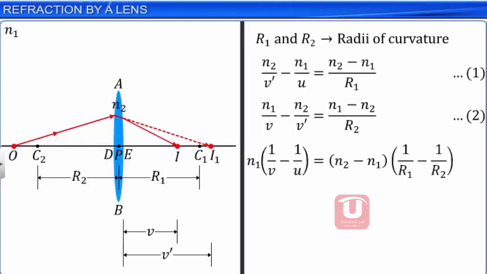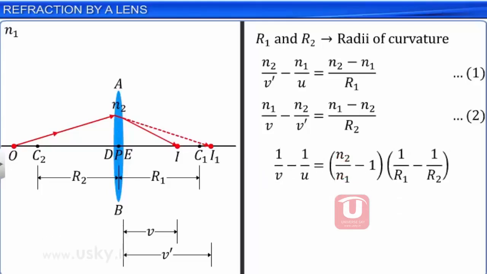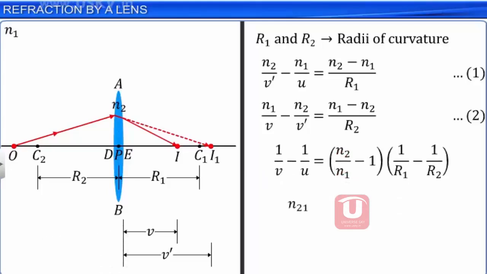If the object is at infinity, the image will be formed at the second principal focus. That means, if U is equal to infinity, then V is equal to focal length f. Therefore, equation 3 can be written as 1 by f is equal to n21 minus 1 into 1 by R1 minus 1 by R2. Let this be equation 4. This equation is known as lens-maker's formula.